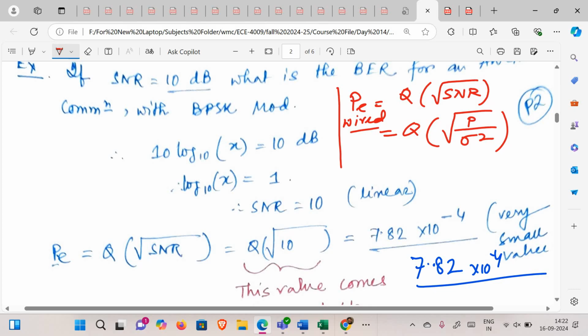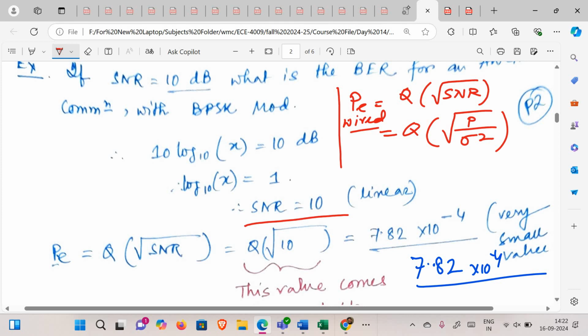Given that SNR equals 10 dB, what is the BER of the system using BPSK? So 10 dB usually, whenever this is given, you should convert that to linear scale. This has been done over here. We have converted to linear scale. Please make a note of it.